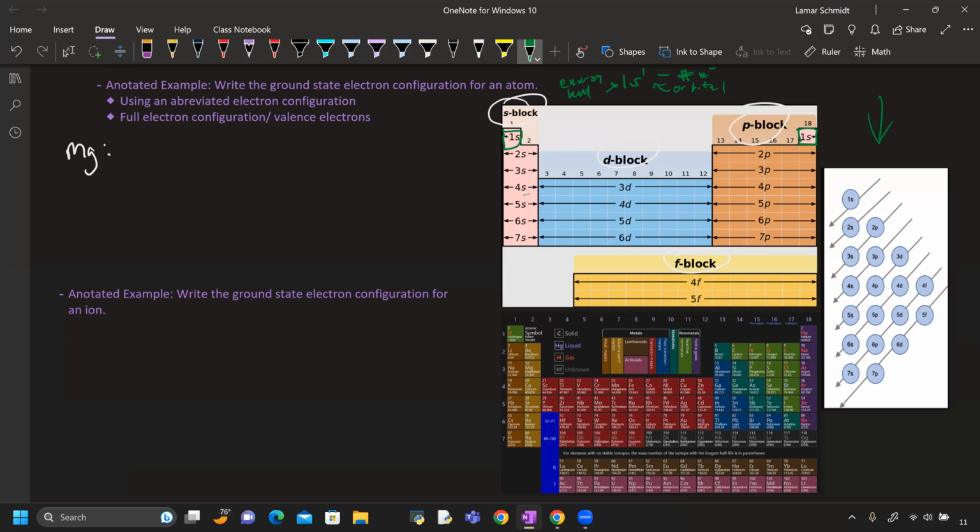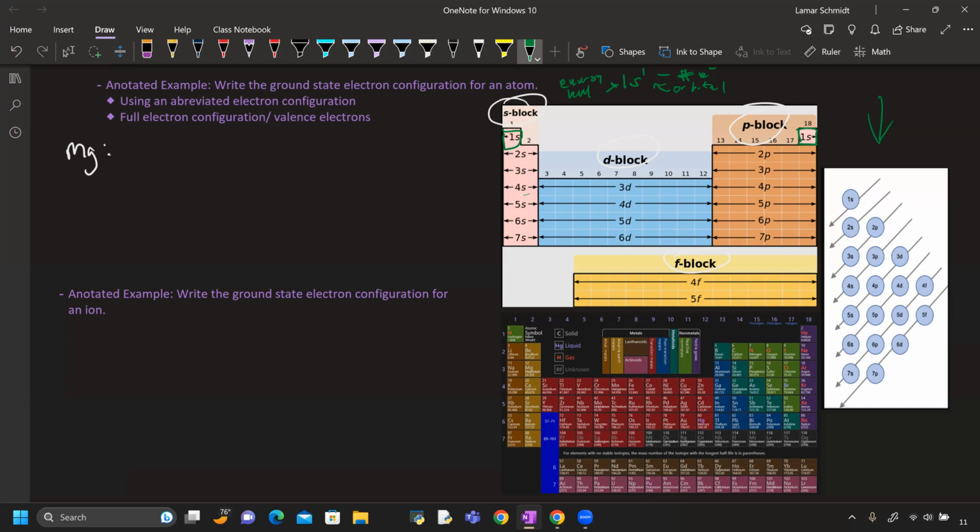The F block is 2 energy levels behind. So it's 6s2. Notice this, and then it goes to 4f. So then there's 14 electrons there. So 4f14, and then 5d10, 6p6, 7s2, and so on and so forth.